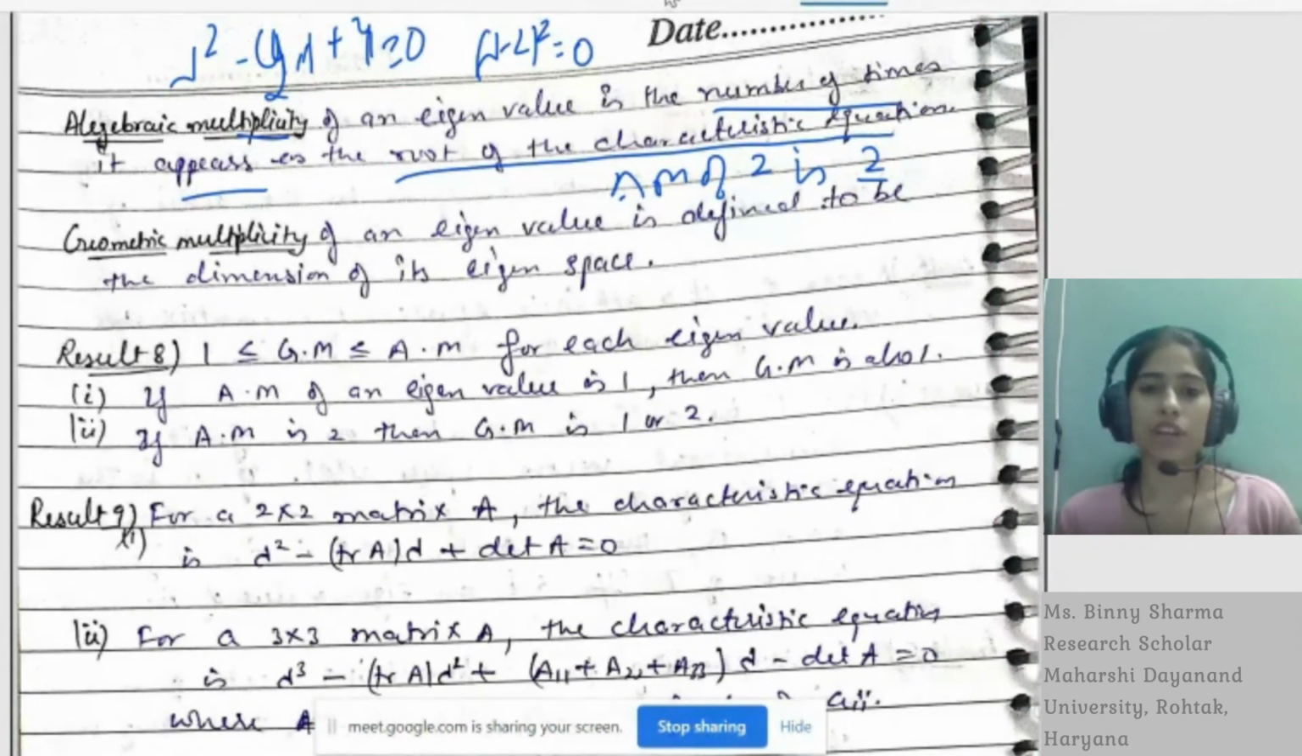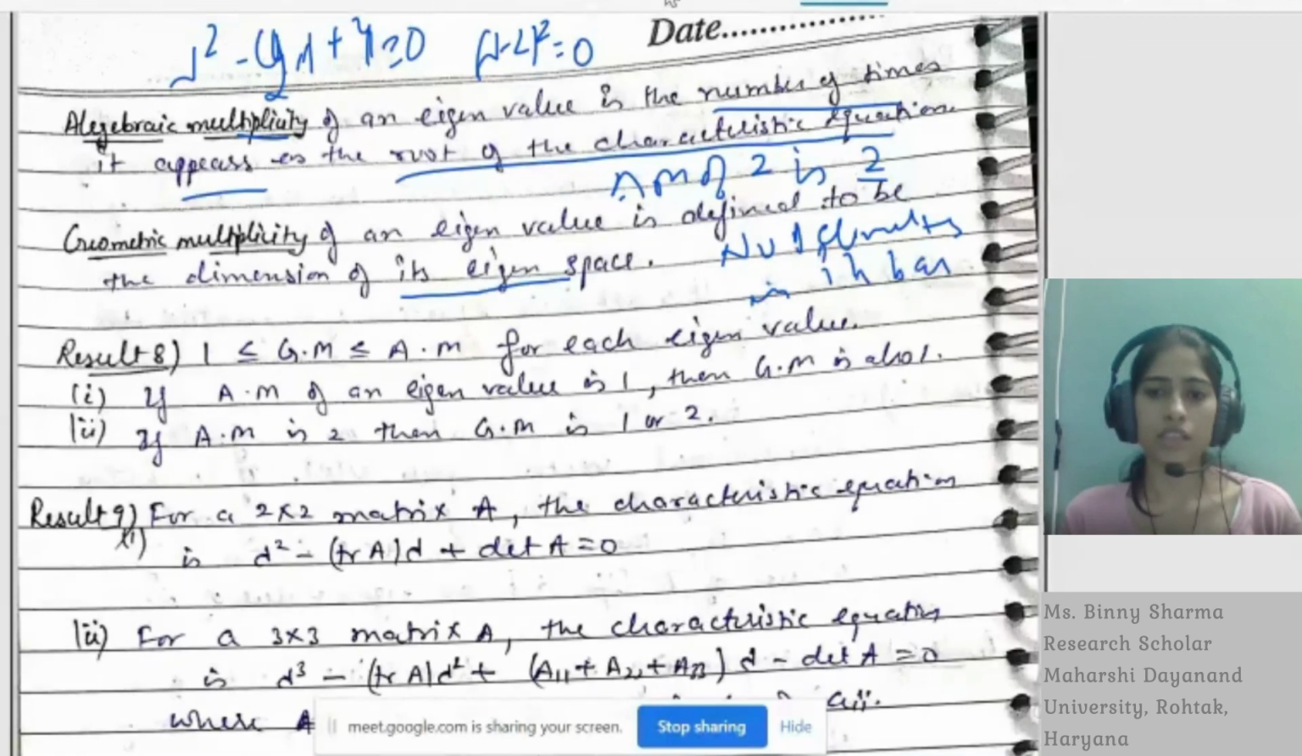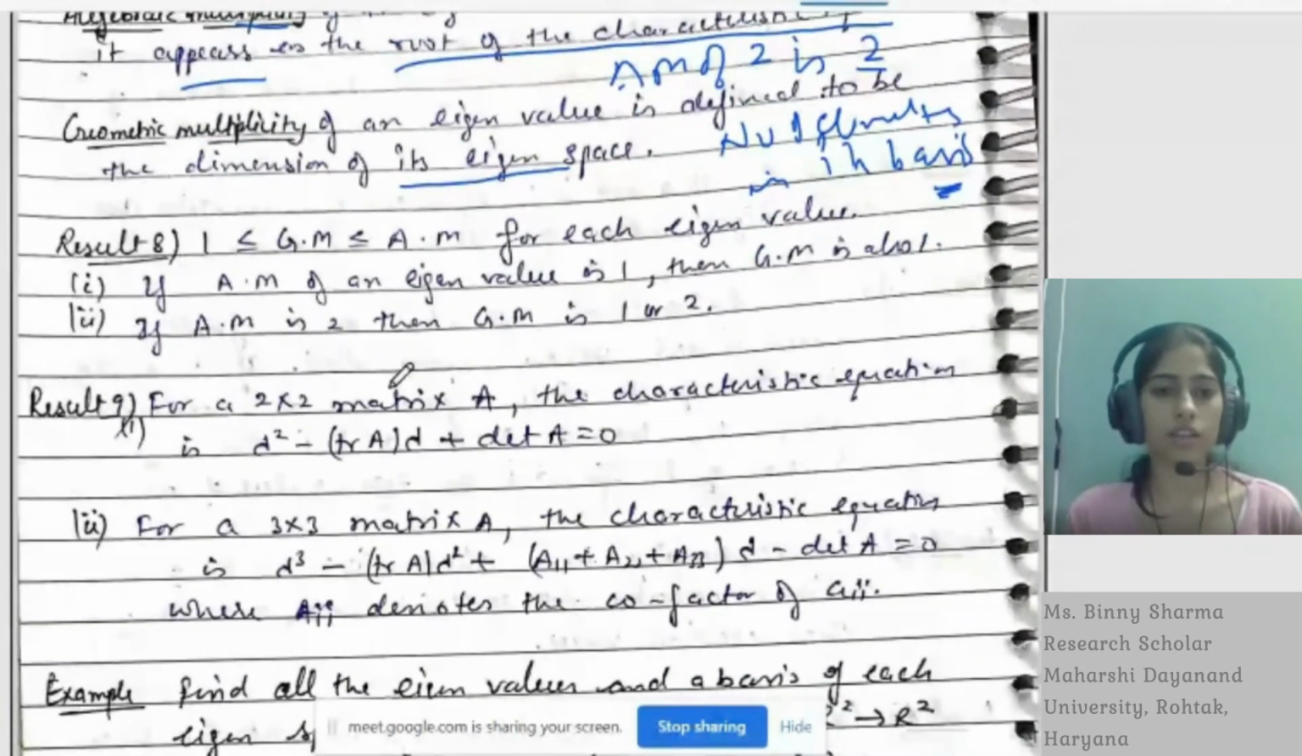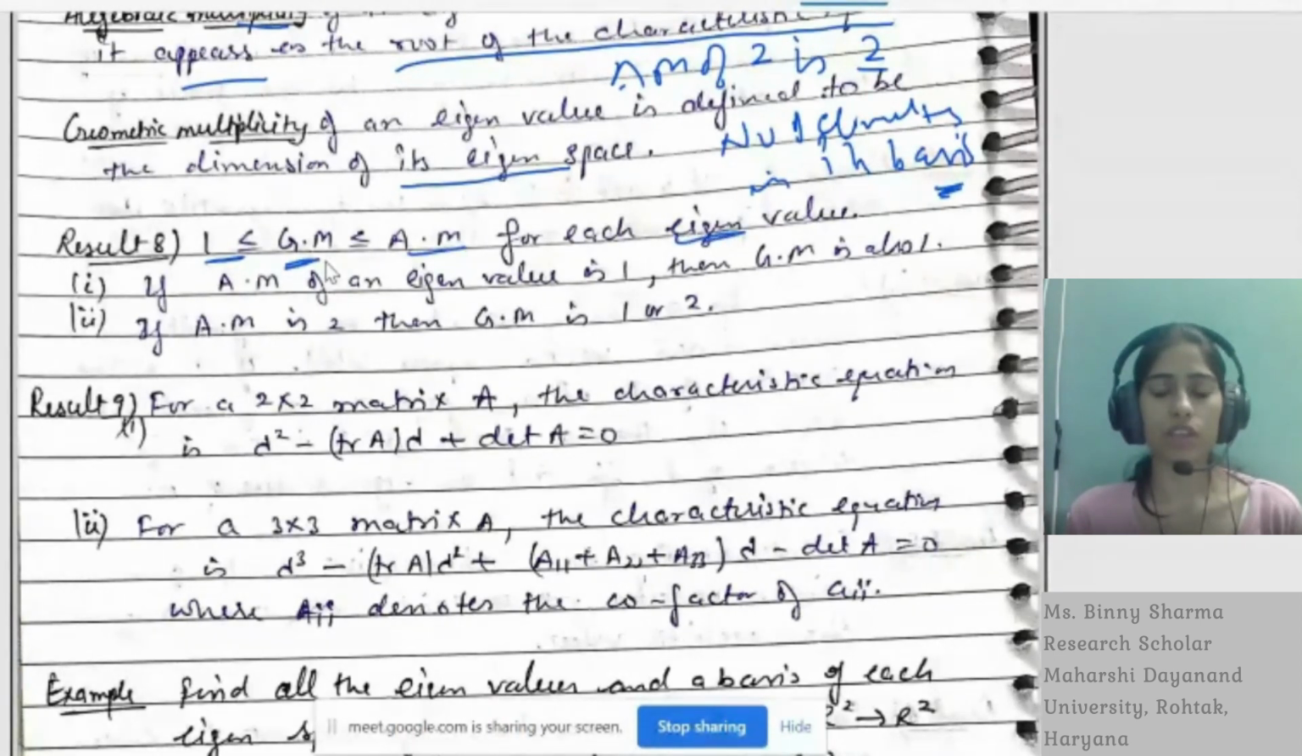Geometric multiplicity of an eigenvalue is defined to be the dimension of its eigenspace. It means the number of elements in its basis. It is one of the most important results. GM lies between: 1 is less than or equal to GM less than or equal to AM for each eigenvalue.